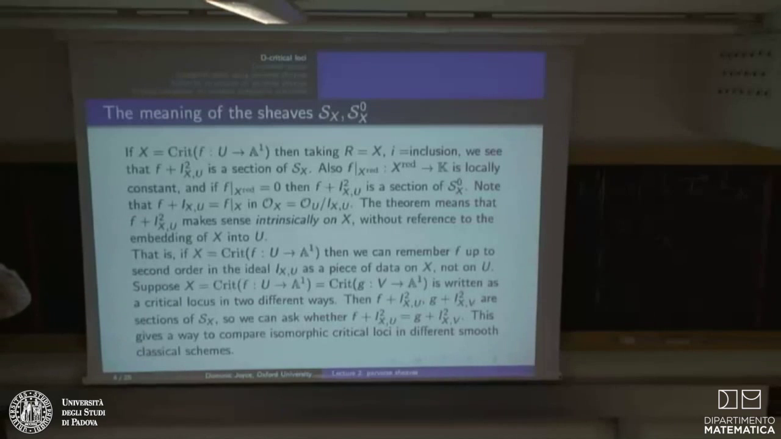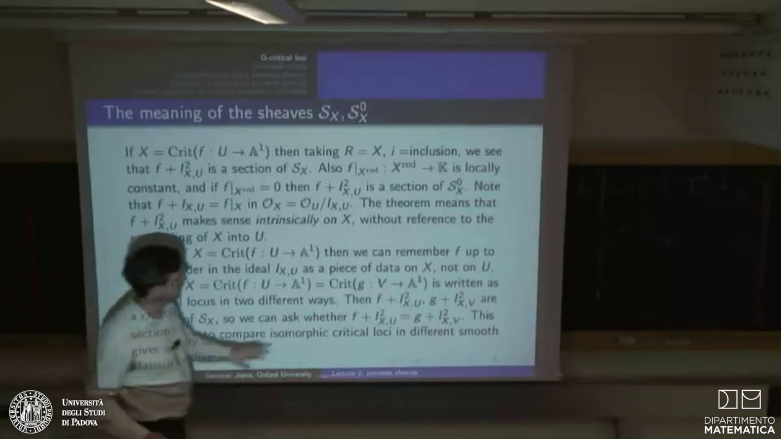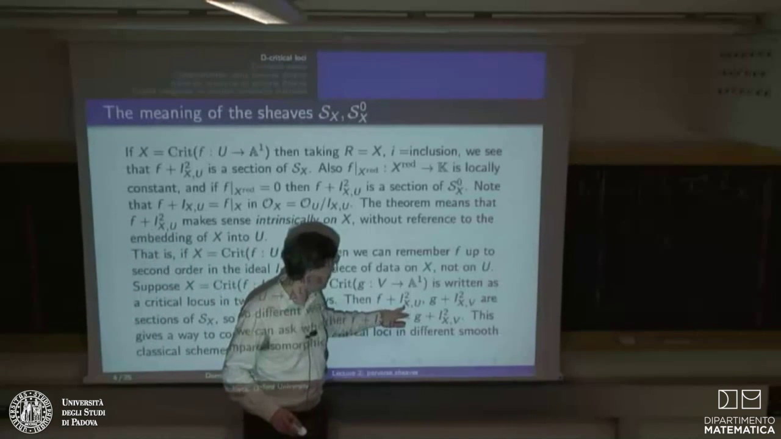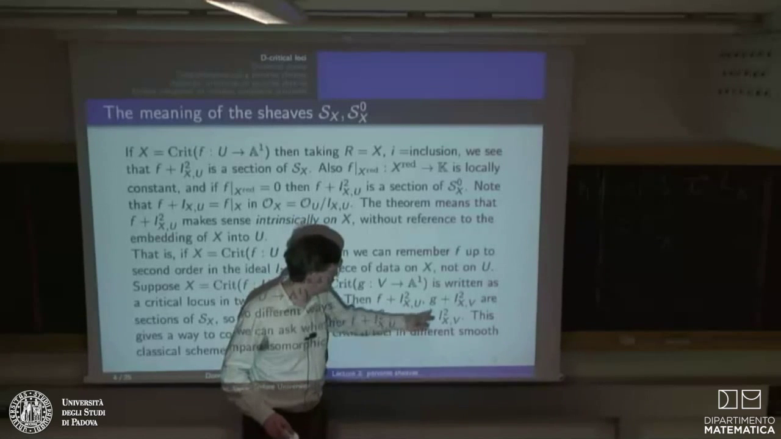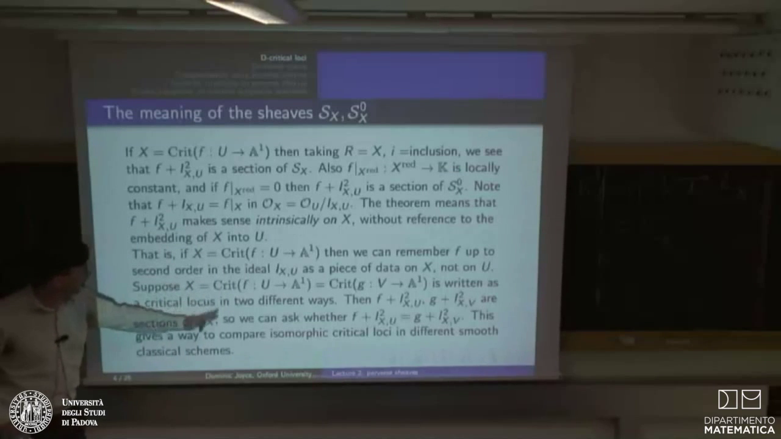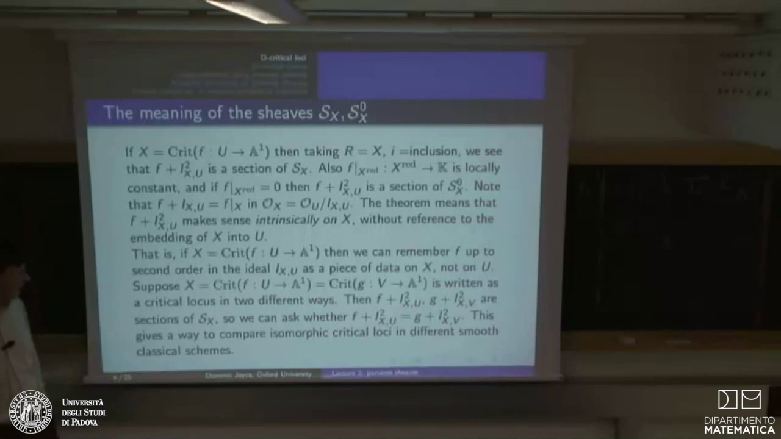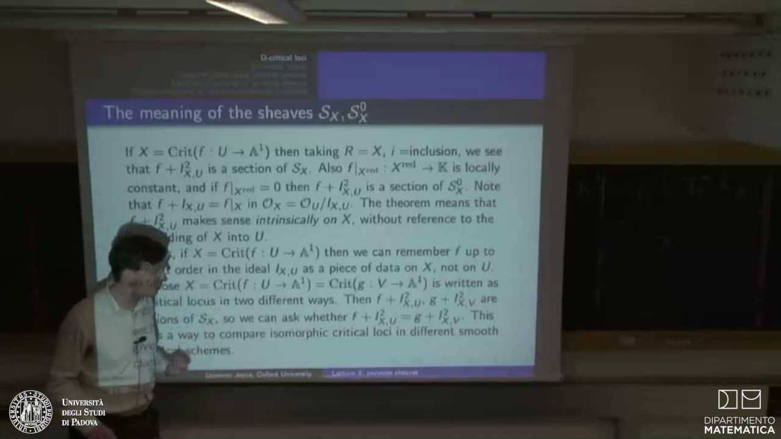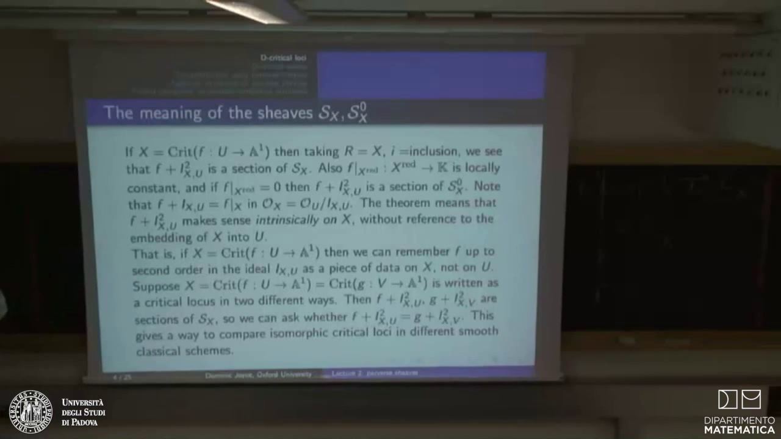So if X can be written as a critical locus in two different ways, then f plus the ideal squared of X in U, and g plus the ideal squared of X in V, are both sections of the same sheaf S_X on X, so we can ask whether these sections are equal. That gives you a way of comparing scheme-theoretically isomorphic critical loci living in different smooth classical schemes.